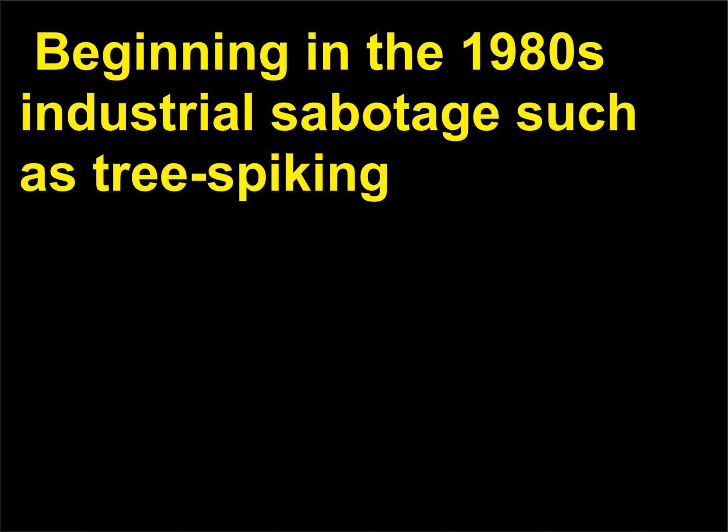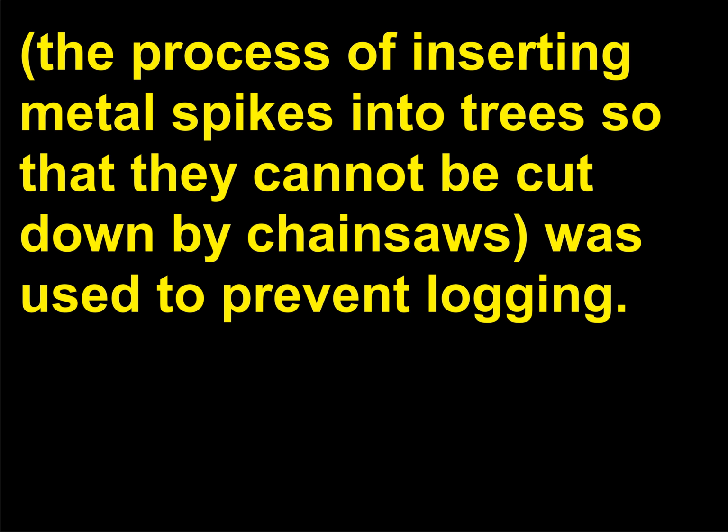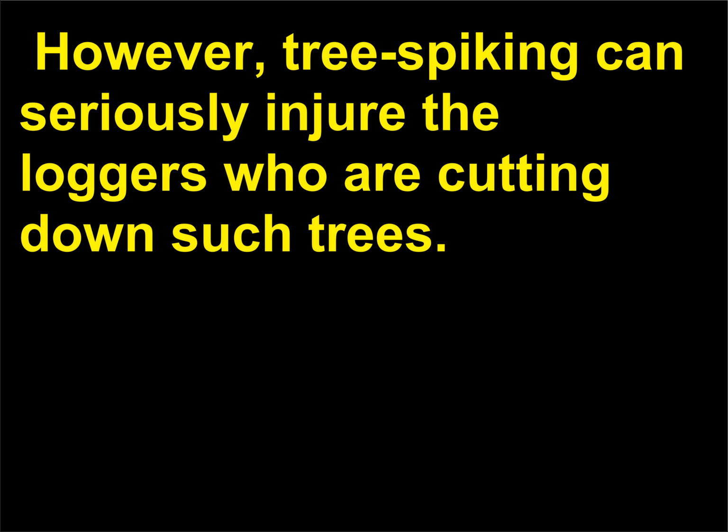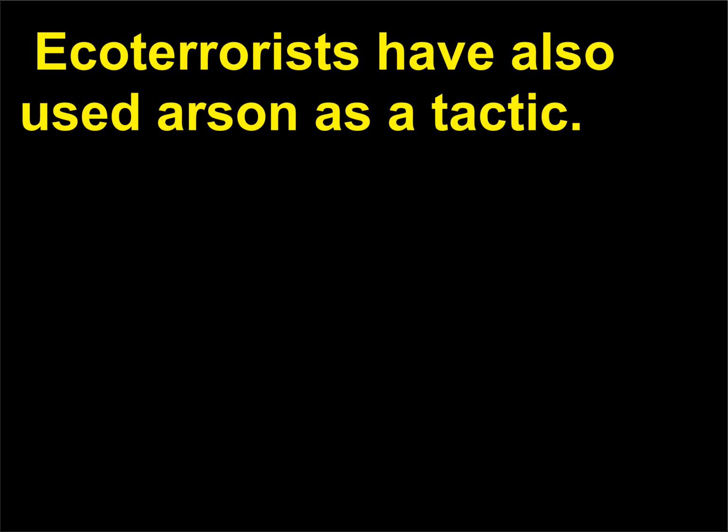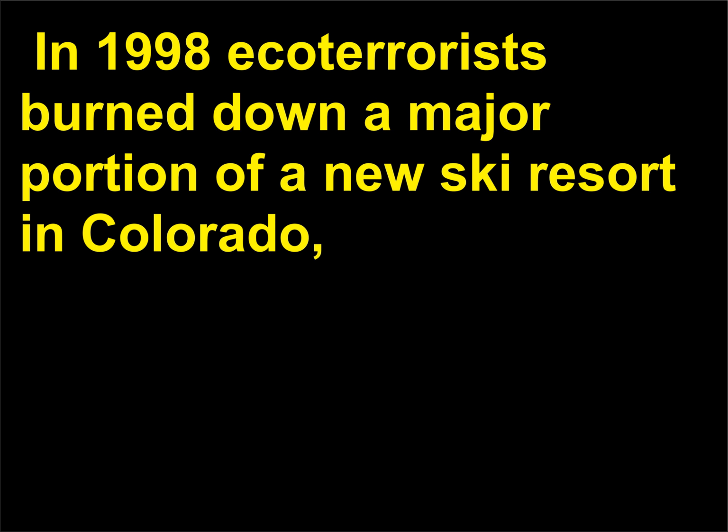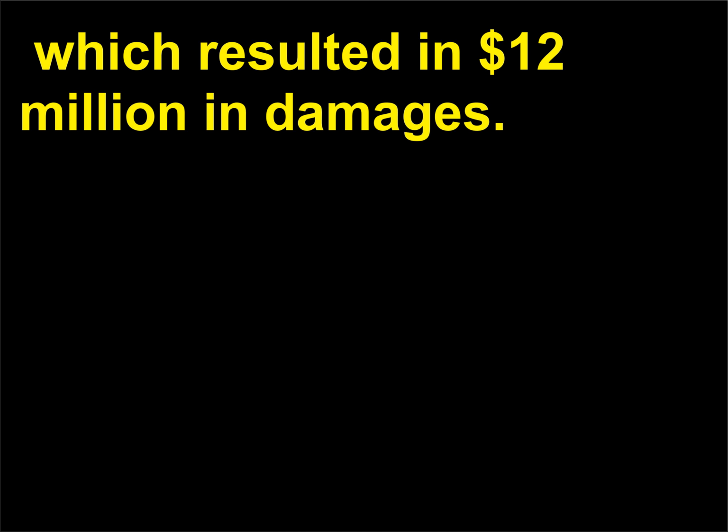Beginning in the 1980s, industrial sabotage such as tree spiking, the process of inserting metal spikes into trees so that they cannot be cut down by chainsaws, was used to prevent logging. However, tree spiking can seriously injure the loggers who are cutting down such trees. Eco-terrorists have also used arson as a tactic. In 1998, eco-terrorists burned down a major portion of a new ski resort in Colorado, which resulted in $12 million in damages.